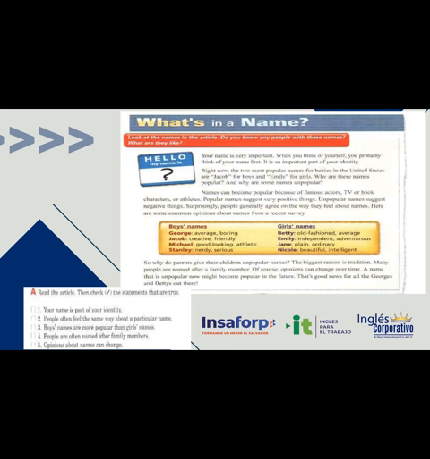The biggest reason is tradition. Many people are named after a family member. Of course, opinions can change over time. A name that is unpopular now might become popular in the future. That's good news for all the Georges and Bettys out there. Okay, ¿estamos de acuerdo en que los nombres son bien polémicos?